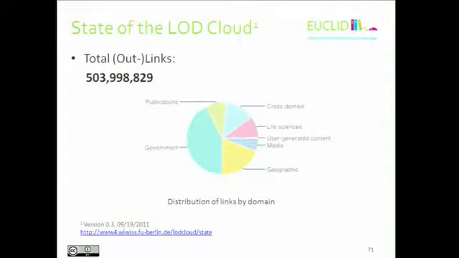In terms of the interlinkage, that's how many links there are from each data set into other data sets. We have the order of about 500 million interlinks. So we can see that that fourth principle that says don't reinvent things, link to other people's descriptions, is also really successful in this domain.